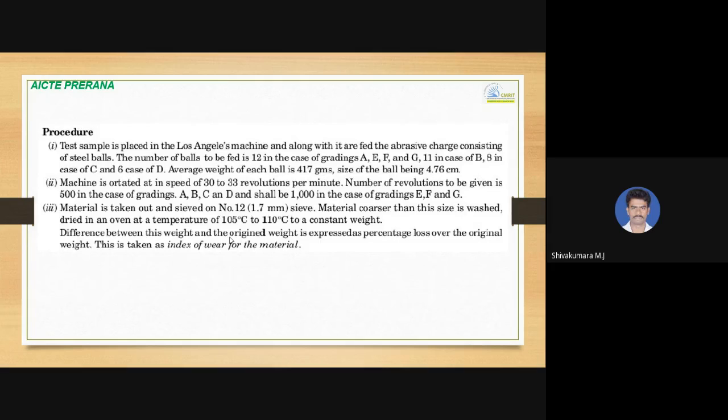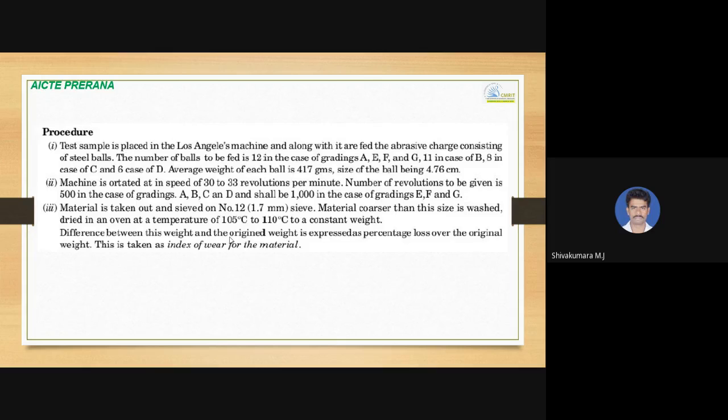In the test procedure, the test sample is first placed in the Los Angeles machine, and abrasive charges consisting of steel balls are poured in. The number of steel balls to be fed is 12 in case of grades A, E, F, 11 for grade G, 8 in case of grade B, and in case of grade C, 6 charges we can use. The average weight of each ball will be around 417 grams, it can vary, the size of the ball being 4.76 centimeters.